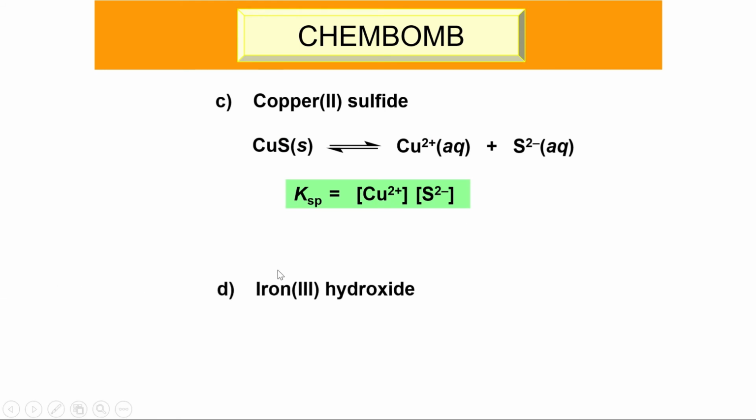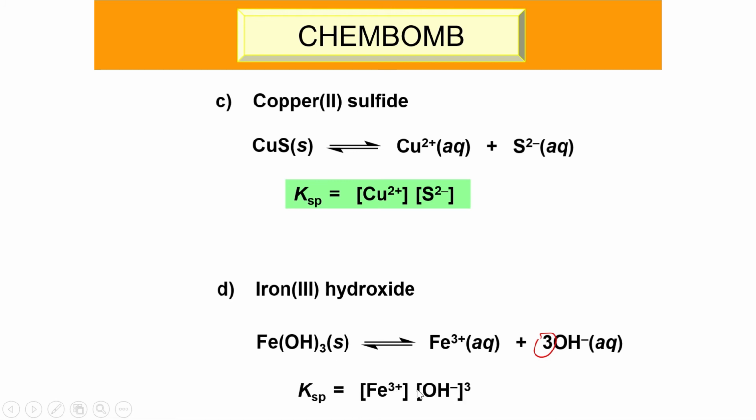Simple. Next, we have iron(III) hydroxide. The chemical formula is Fe(OH)3, solid, in equilibrium with its ions, Fe3+ ions and 3OH- ions. Balance. Then the Ksp expression will be the concentration of Fe3+ times the concentration of OH- cubed, to the power of 3, referring to its stoichiometric ratio.